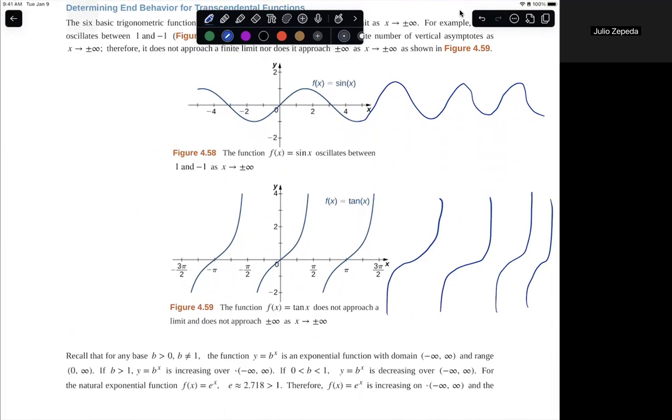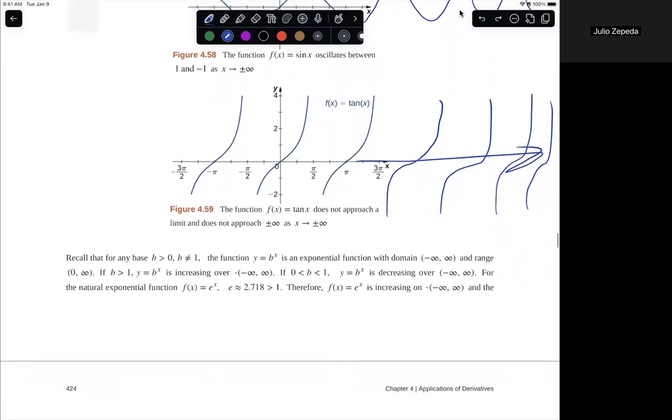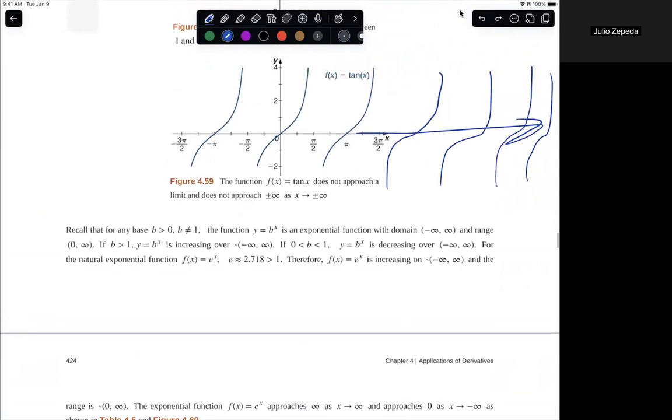So as x goes to positive infinity, as we go very far to the right, the function isn't just continuously going up, it drops down at points and then goes up, and then drops down again and goes up. So we would say that the limit does not exist for the tangent function as well, as x goes to infinity or negative infinity. The exponential function, y equals b to the x, looks like this. This is one that we need to know really well.